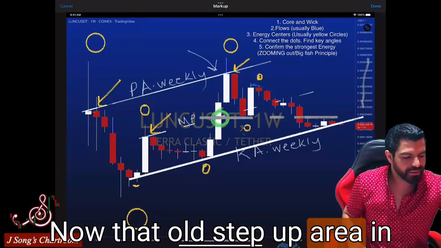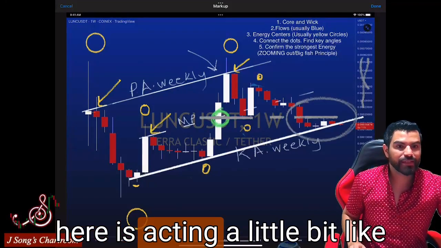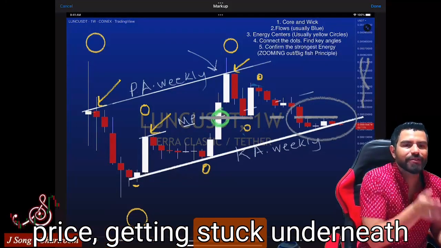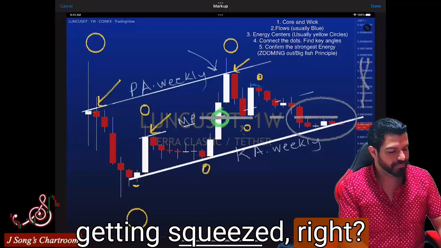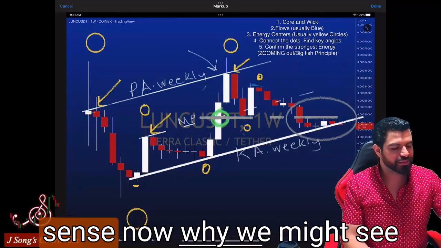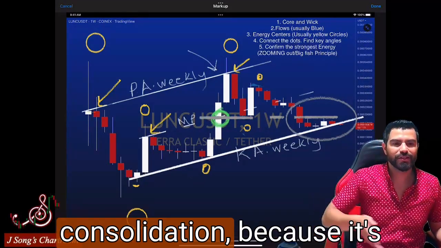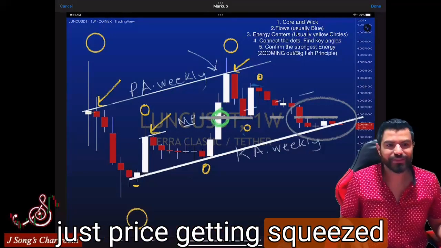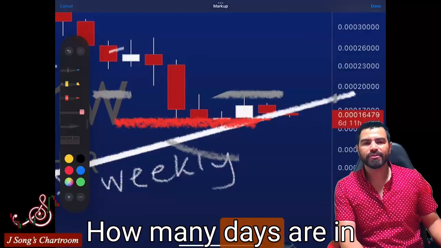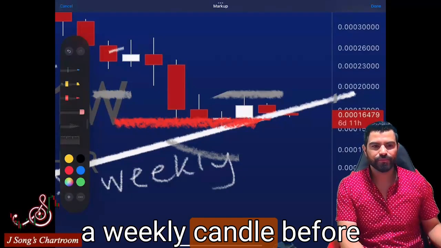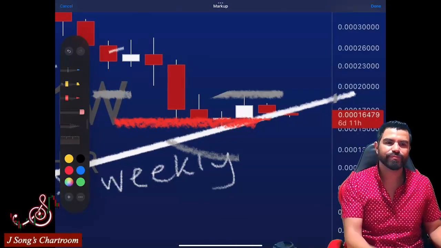Now that old step-up area in here is acting a little bit like price getting stuck underneath here. You can see how it's getting squeezed, right? It makes a little bit more sense now why we might see consolidation, because it's just price getting squeezed on the bigger picture. How many days are in a weekly candle before the candle's complete?